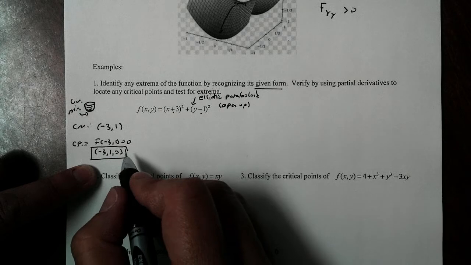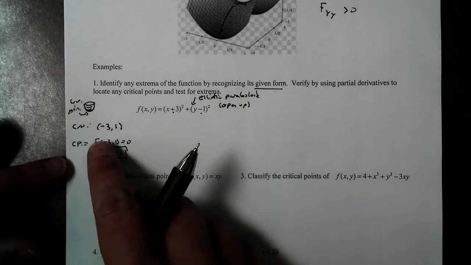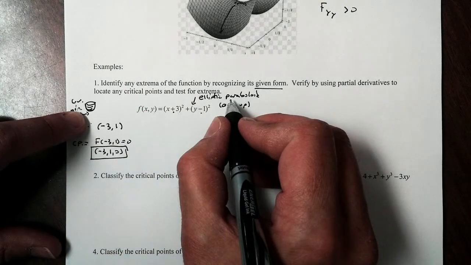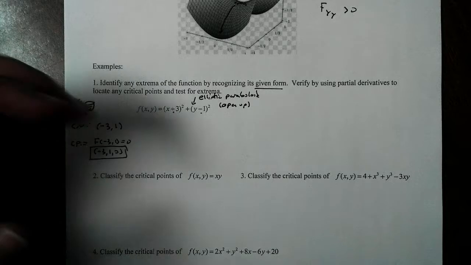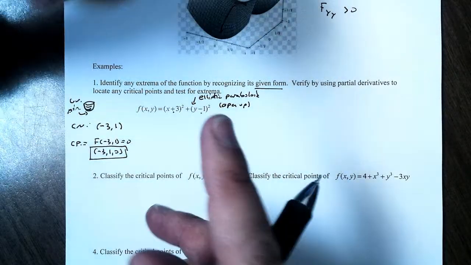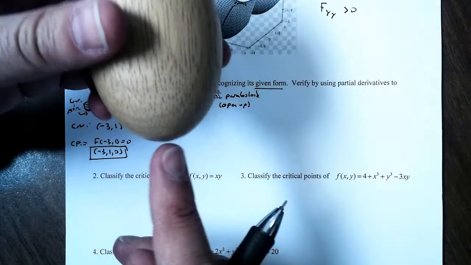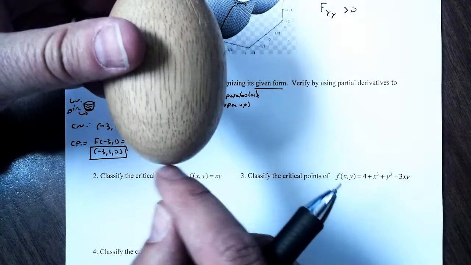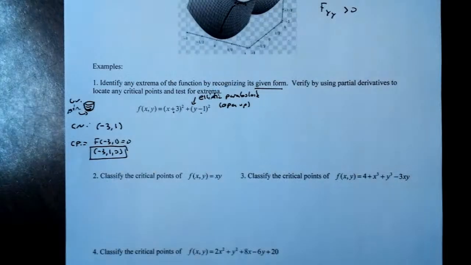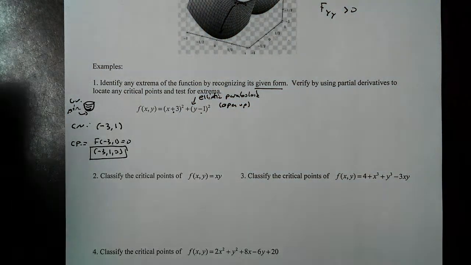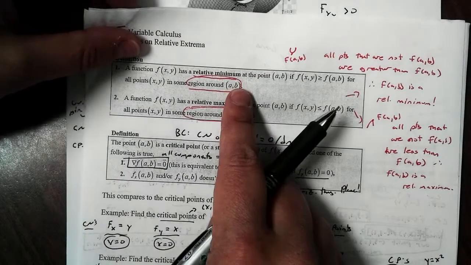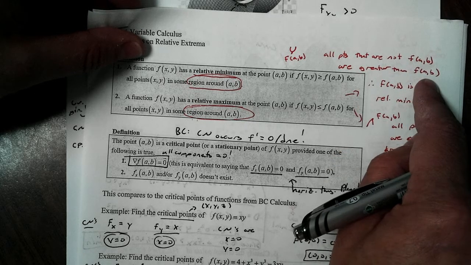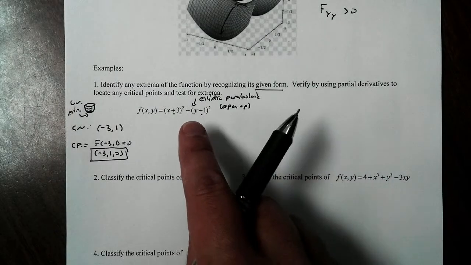But if I want to determine whether this is a relative maximum or minimum, well, I already kind of know, because I know the shape of an elliptic paraboloid opens up. There's my bottom. Any point not at the bottom is going to have a greater z value than that point. And that goes to what we talked about earlier when we defined a relative minimum: all the points not at our minimum are greater than that point.